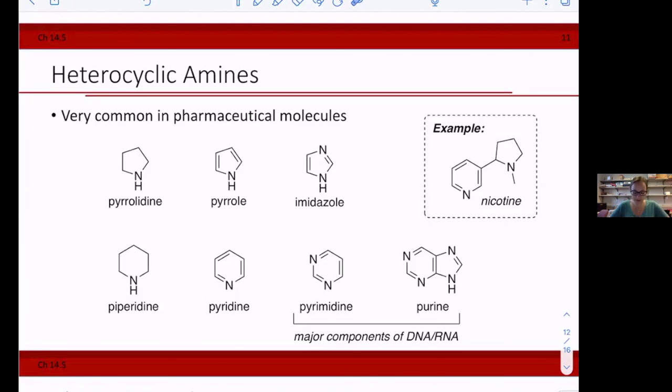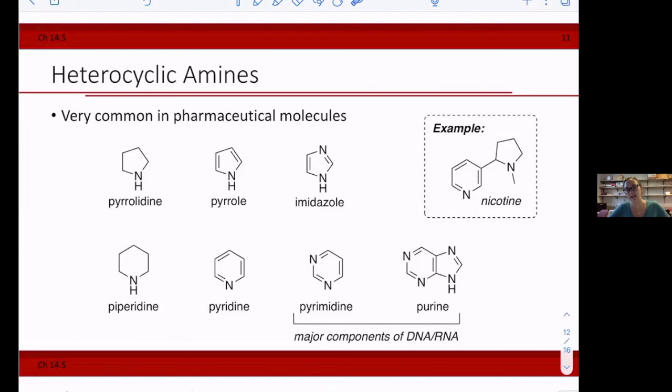So these are a lot of different versions. Pyrrolidine is a 5-membered ring with a nitrogen in it, or you could put double bonds in there and make it pyrrole. Or if you have 2 nitrogens in the 5-membered ring, it's called an imidazole. You also have pyridine, which is the 6-membered ring, kind of like a benzene ring, but now has a nitrogen in it, pyrimidine, which has 2 nitrogens, or purine. Pyrimidine and purine are both molecules that we'll be revisiting in about a month, because they're major components of DNA and RNA. So there are millions and millions of these in your body right now.